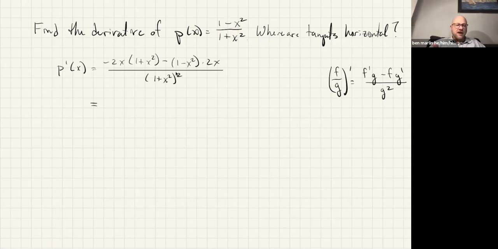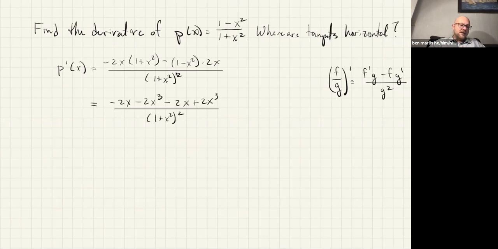We need to simplify it because we're going to use it here to figure out where the tangents to the graph are going to be horizontal. So I'll distribute out to get minus 2x cubed, and then minus another 2x and plus 2x cubed, all that divided by quantity 1 plus x squared squared.